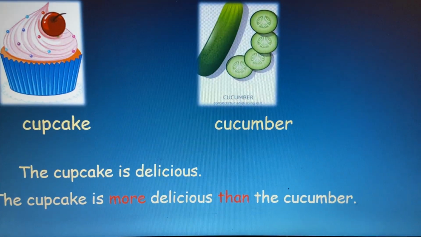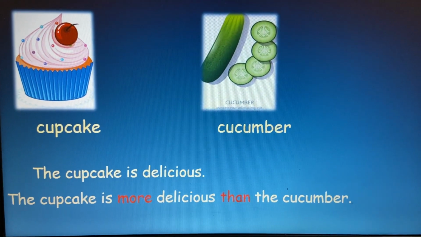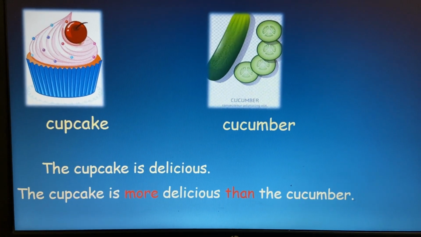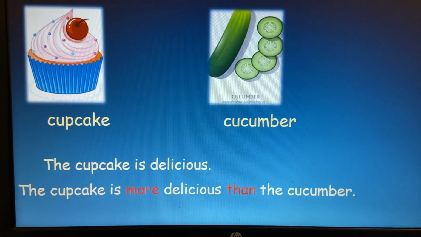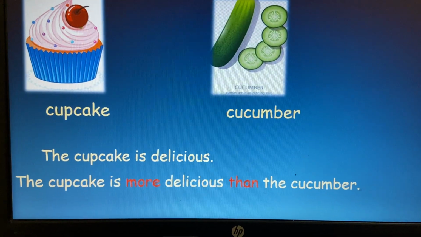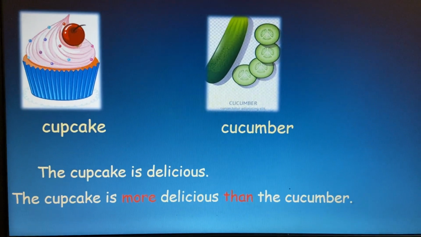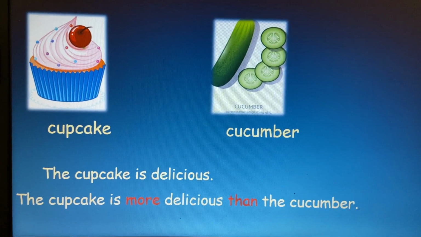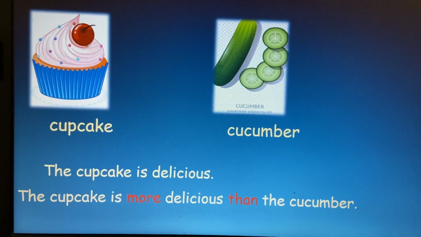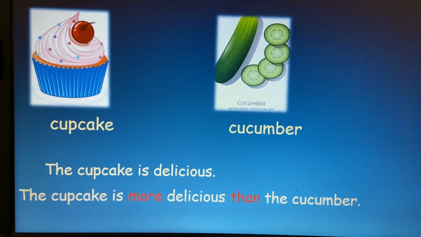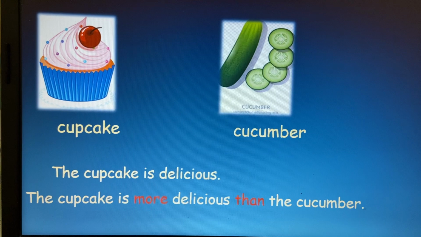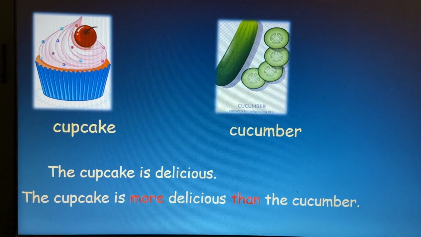Look at the yummy cupcake and the cucumber. The cupcake is delicious. But which one is more delicious? The cupcake is more delicious than the cucumber.